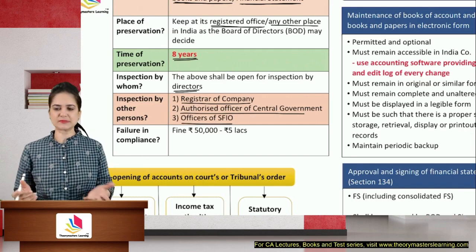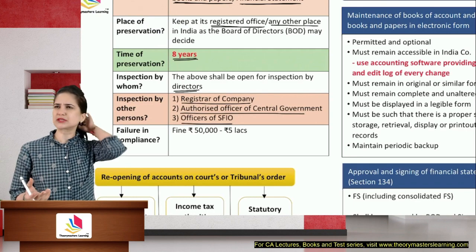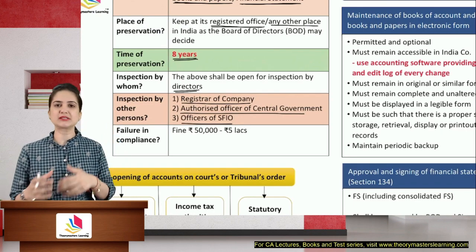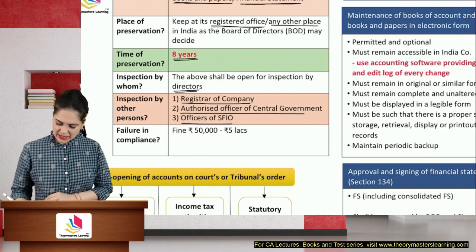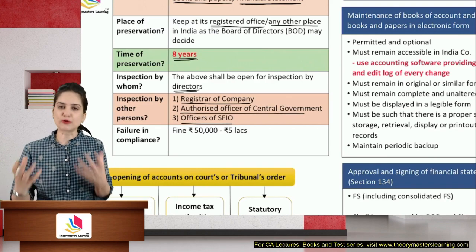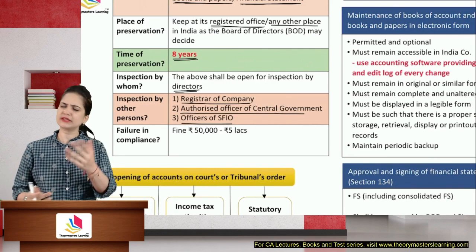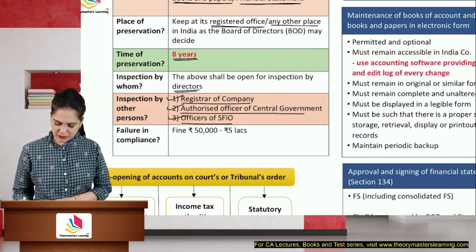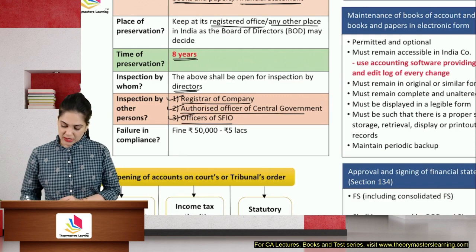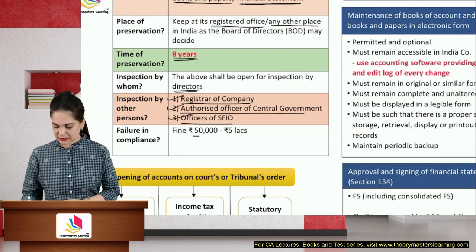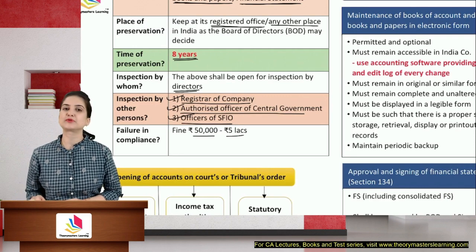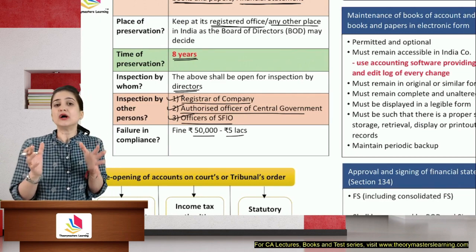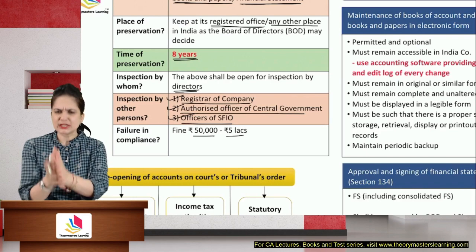Now, under what circumstances will they inspect? See, maybe they are suspicious or they have received some kind of intimation from the other person that these accounts need to be inspected. Yes, in that case, if they are doubtful as to the credibility of the account, then they may inspect. So registrar can inspect, authorized officer of the central government or officer of SFIO. In case of failure to comply with these provisions, you will be subject to penalty of 50,000 to 5 lakhs. So students, here we have also covered all the penalties so that it is easy for you to remember them.